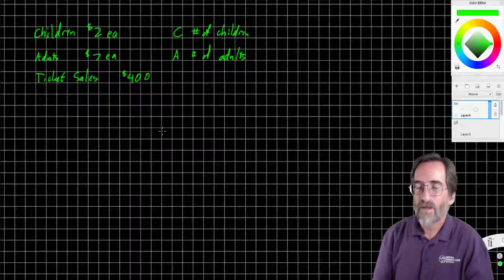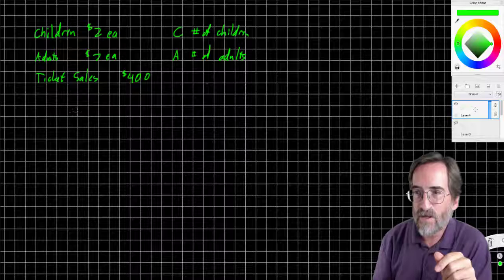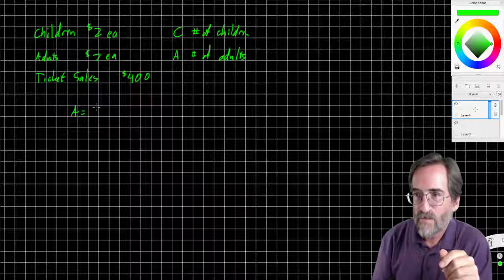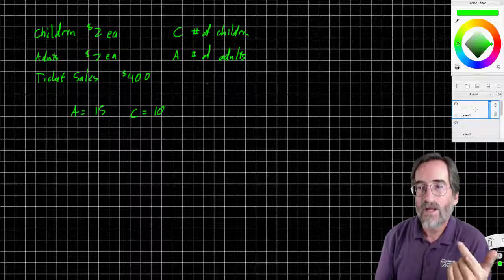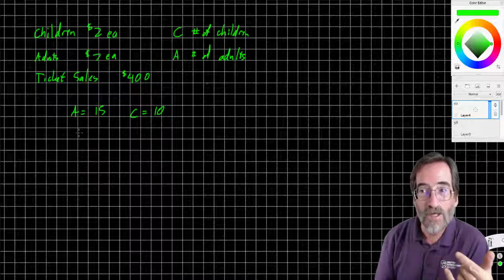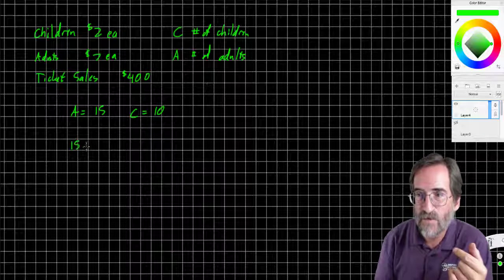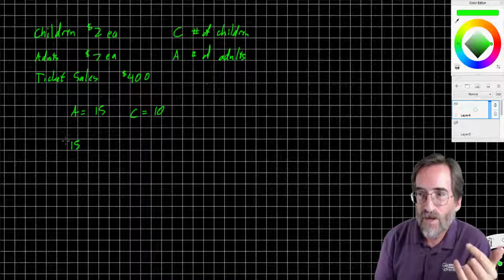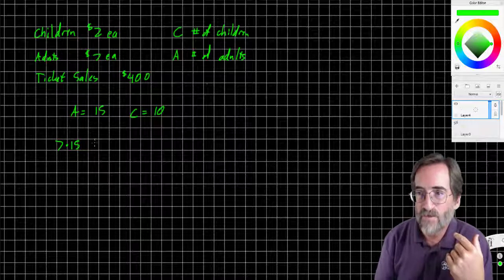Okay. Now I'm just going to set up a scenario here. Let's say that A was 15 and C was 10, right? There were 15 adults and 10 children. In that case, to figure out the total amount of money I would have made on ticket sales, I would take the number of adults, 15, and I would multiply by 7, because each adult paid $7.